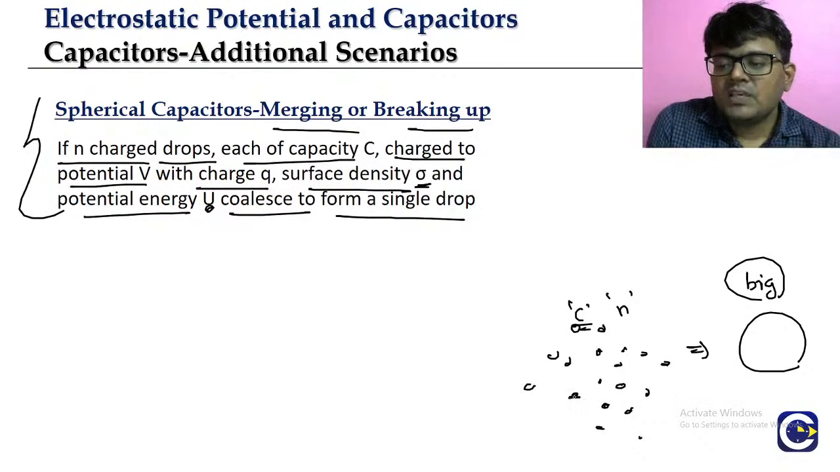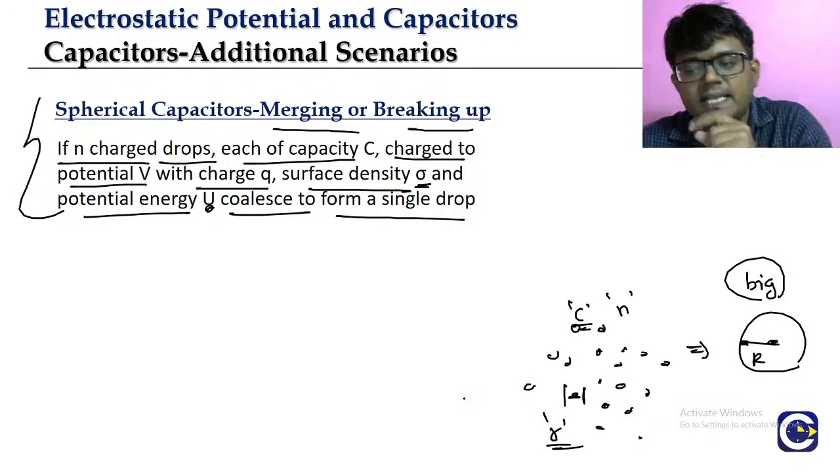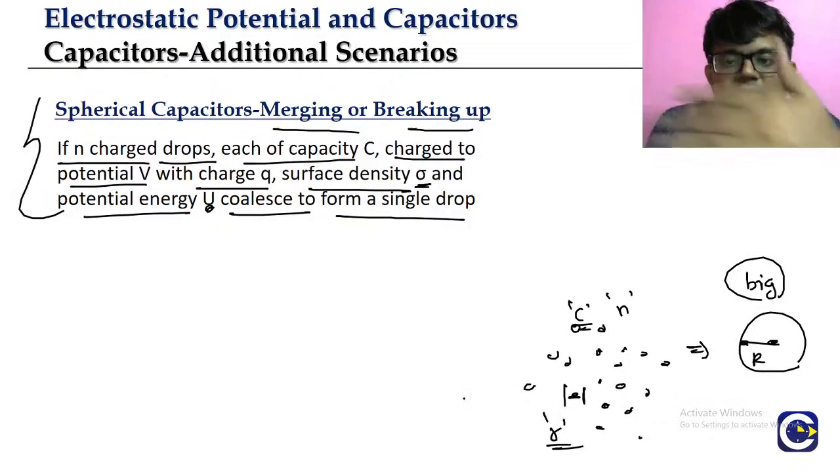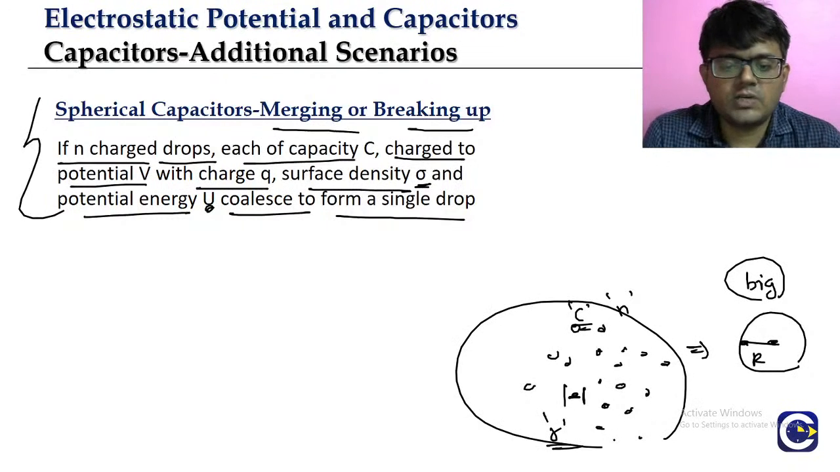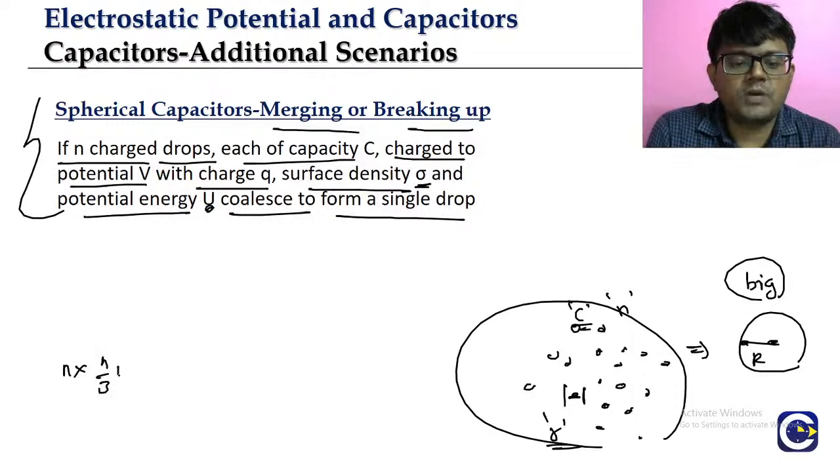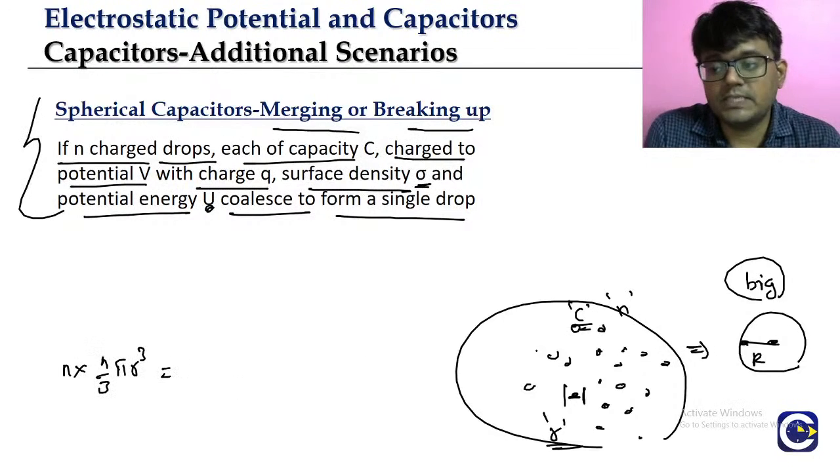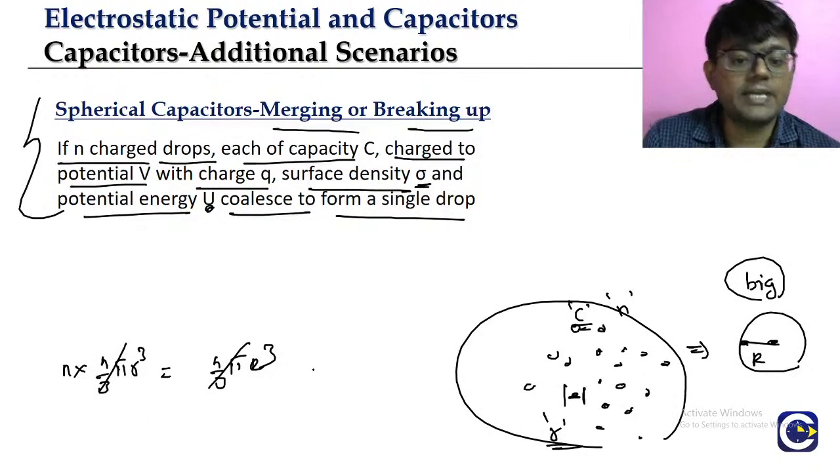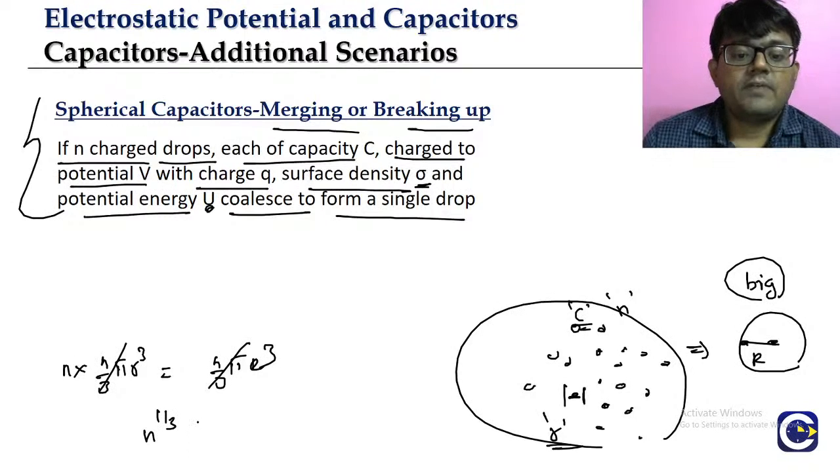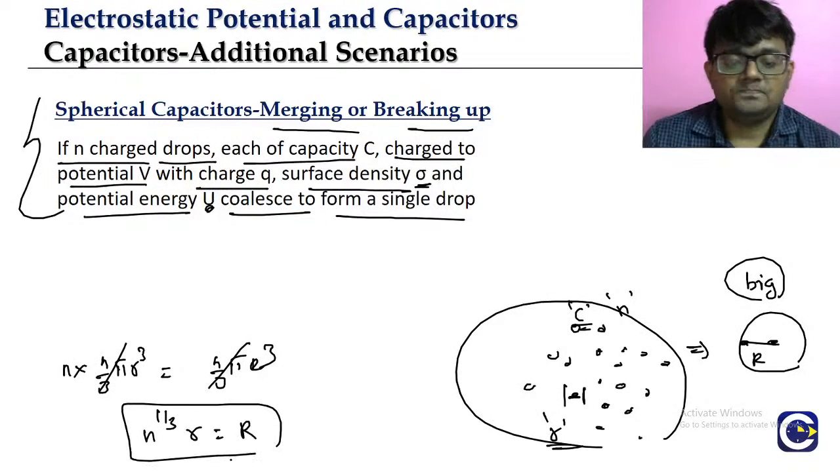First, each of these small drops has a radius small r, and the bigger drop has radius capital R. Let us say the bigger drop has radius capital R. Do you know what here? The total volume initially: we have n number of drops. What is the volume of each drop? 4/3 pi small r cube. That is equal to the total volume finally. Okay? So look, what result are we getting? Taking the cube root on both sides, n power 1/3 into small r is equal to capital R. This is an important result.